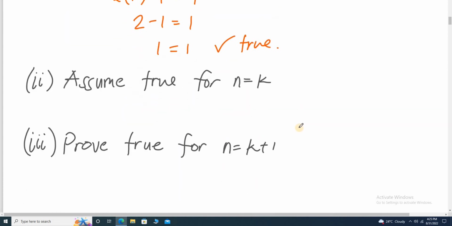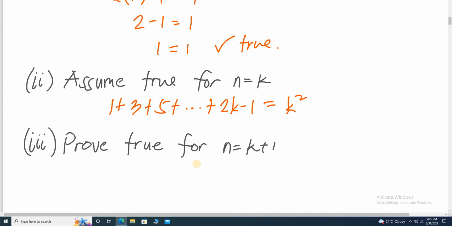Second step is to assume true for n equals k. So we simply do the assumption that 1 plus 3 plus 5 plus dot dot dot plus 2k minus 1, so we now replace n with k, is now equal to k squared. Second step is done, so that we could utilize this for the third step.